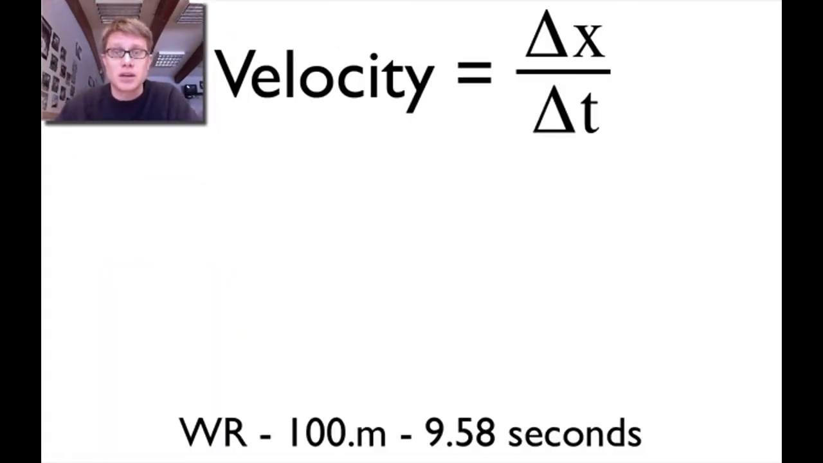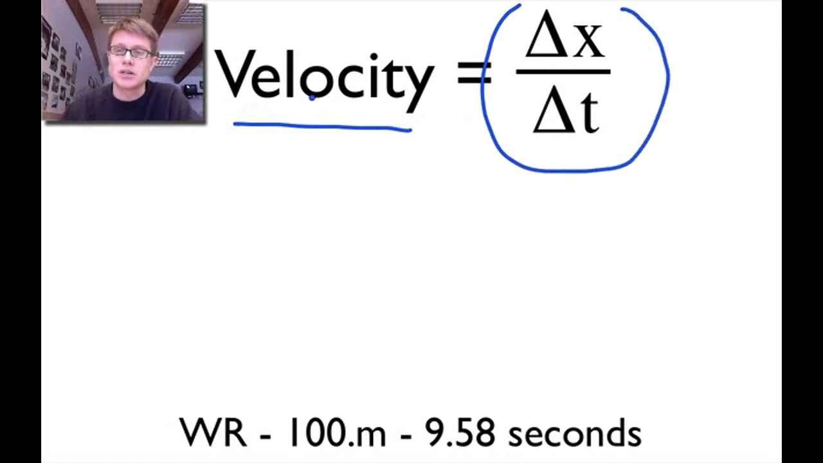Okay, so definition time. If you need to solve some problems, this is the definition for velocity. Velocity is simply change in x over the change in t, where x is its position and t is equal to the time. And so to solve a problem that you might have, like on a worksheet or a test, let's do Usain Bolt. His world record in the 100-meter dash is 9.58 seconds.